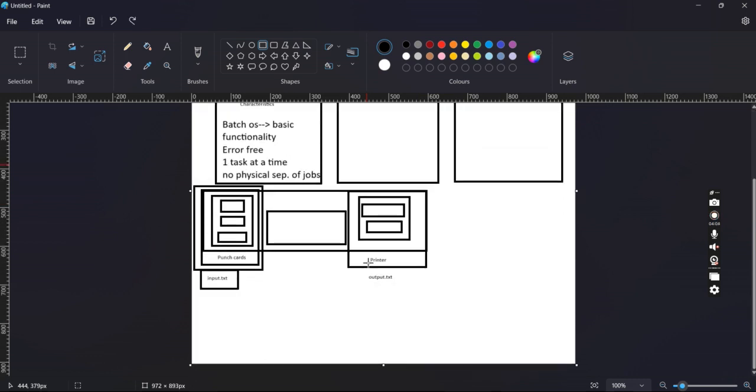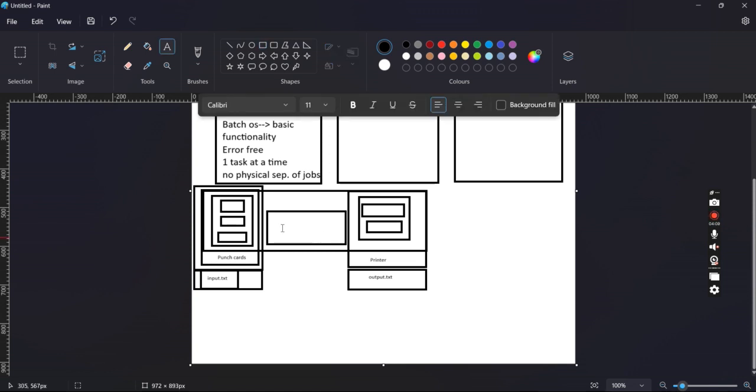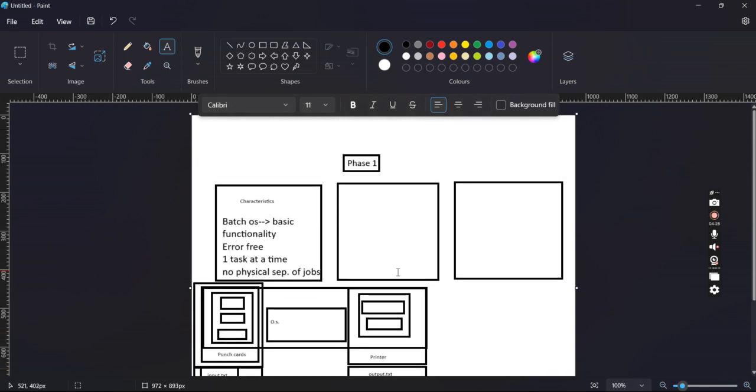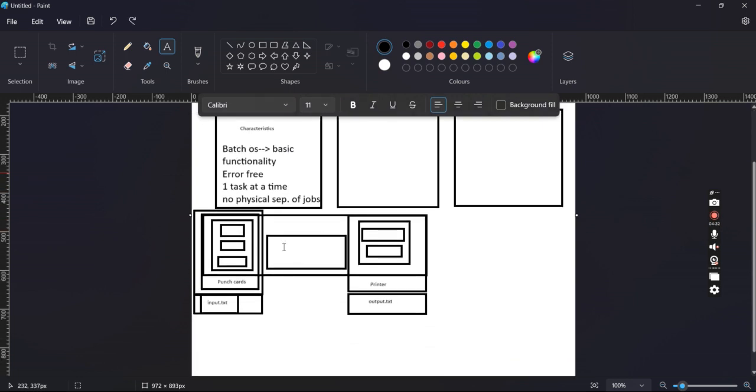So we can say that punch cards, when provided as input to the operating system, were worked upon and the output was provided in the printer. And in our case, input.txt is going to be the input and output.txt is going to be the output. That's about the basic batch OS functionality that we are talking about.